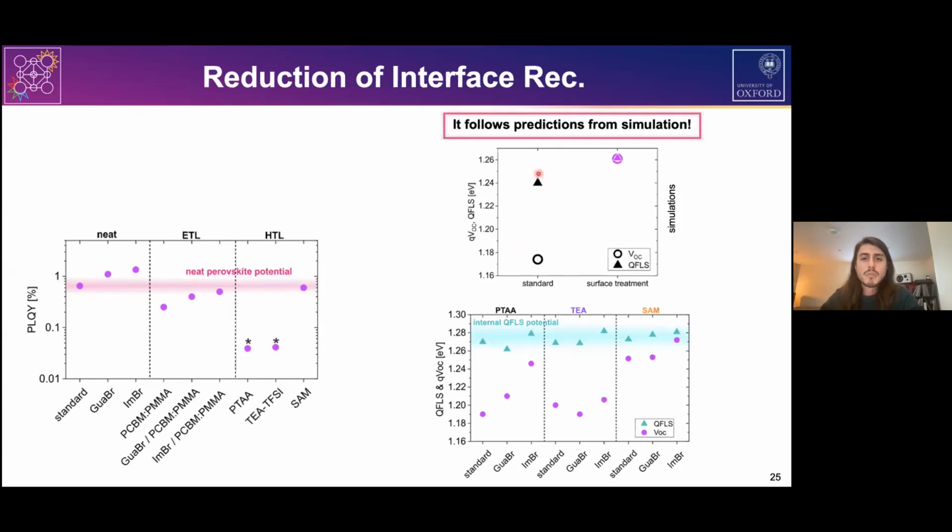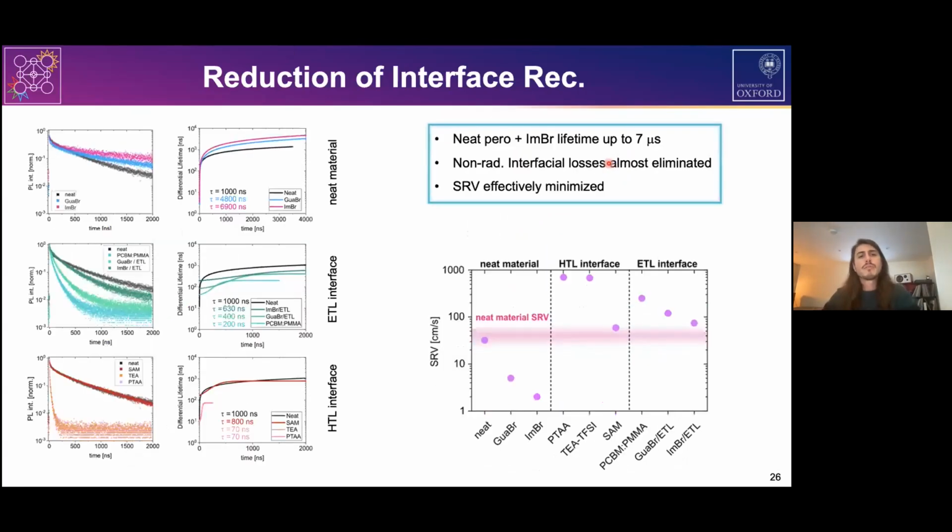So we move from a large quasi-Fermi level splitting mismatch for a reference to an elimination of the mismatch for a fully optimized device. And in terms of time-resolved photoluminescence, the trend follows exactly what we observe from photoluminescence quantum yield, as it should.